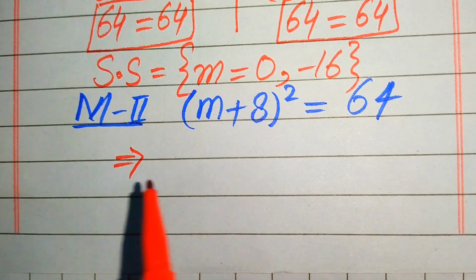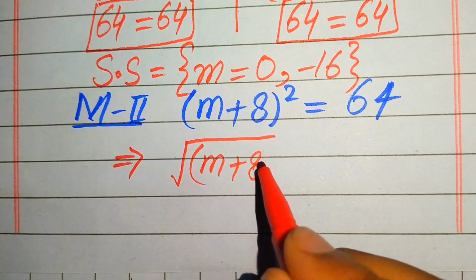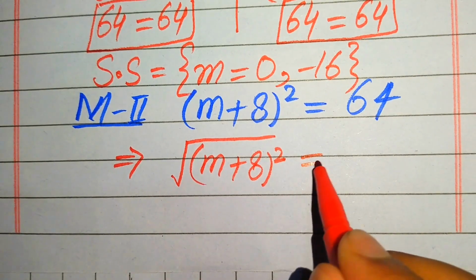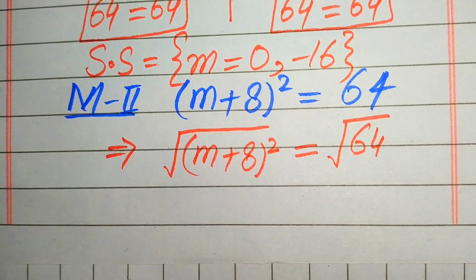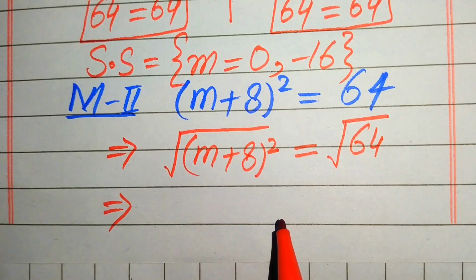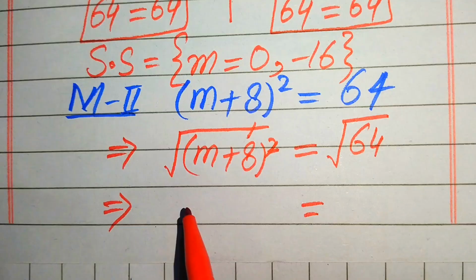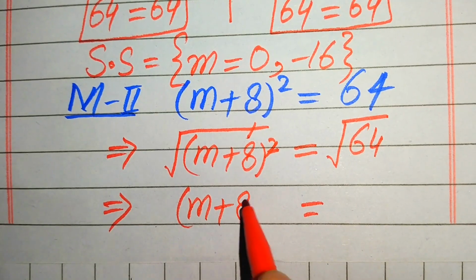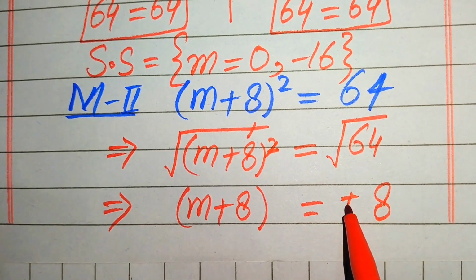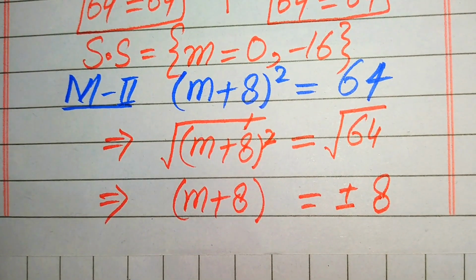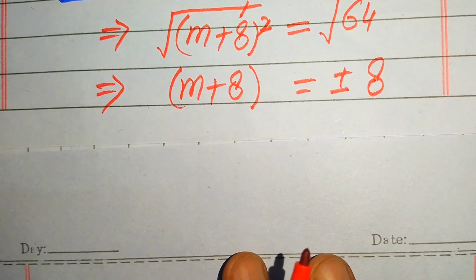So for this we will take the square root on both of the sides, and when we take the square root it becomes the square root of (m plus 8) whole square equals the square root of 64. You very well know that when we apply the square root on both of the sides, we write a plus minus sign on any one of the sides. Here you see that the square and the square root are gone, and we get m plus 8 equals, here we know that the square root of 64 becomes 8, and here we write plus minus.